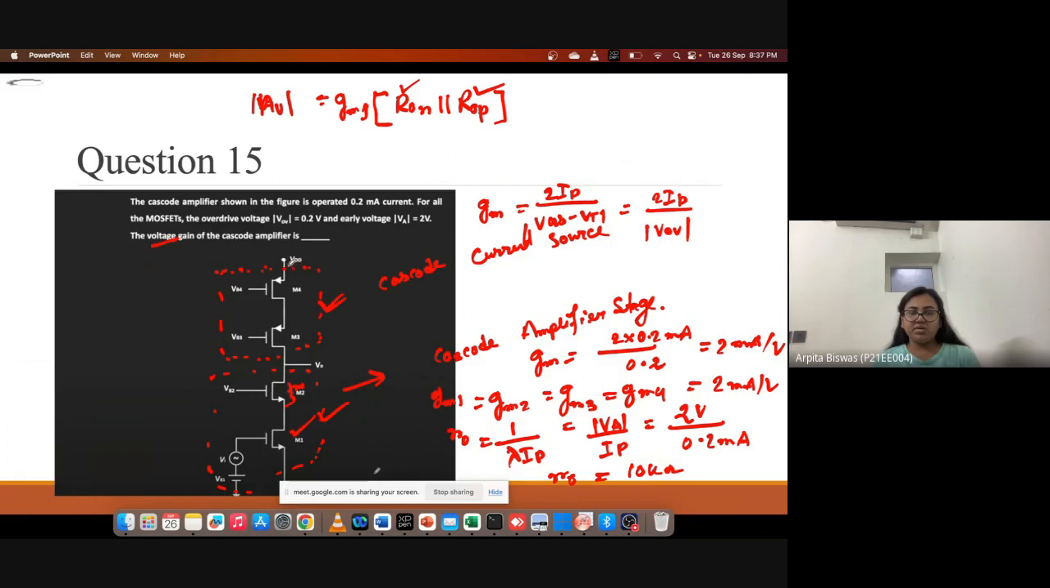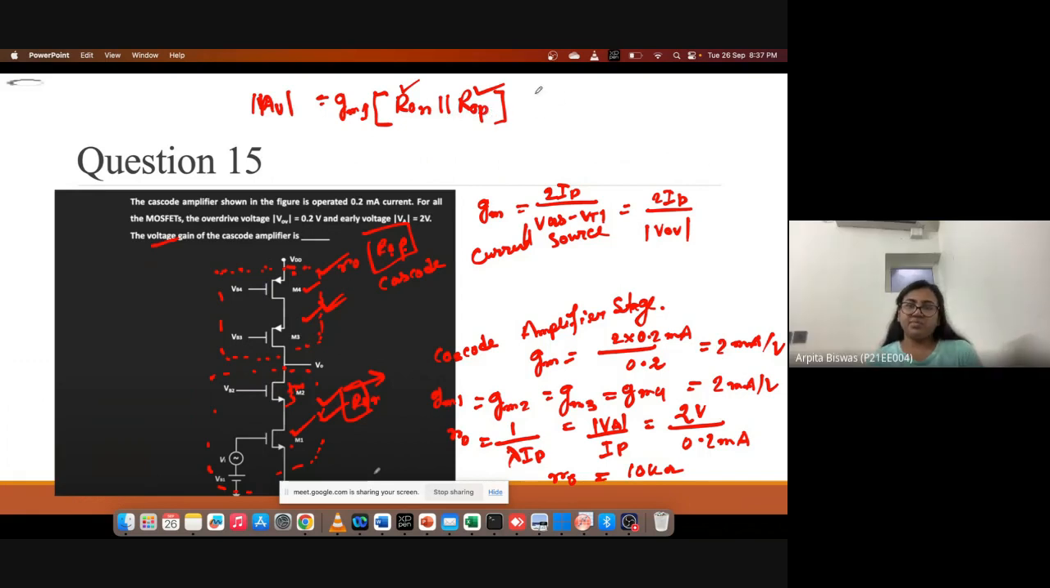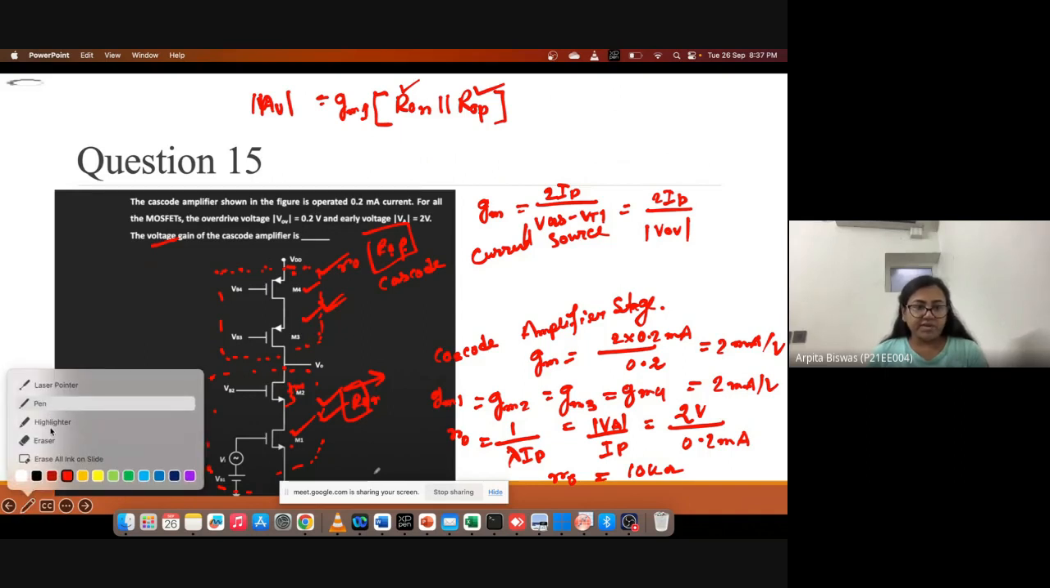From this side, taking the equivalent R naught from M4 and M3, we get R naught P, where P indicates the PMOS. And R naught N is for the NMOS. These are in parallel, so the gain is gm1 multiplied by R naught N in parallel with R naught P. Now we have to find the value of R naught N and R naught P.